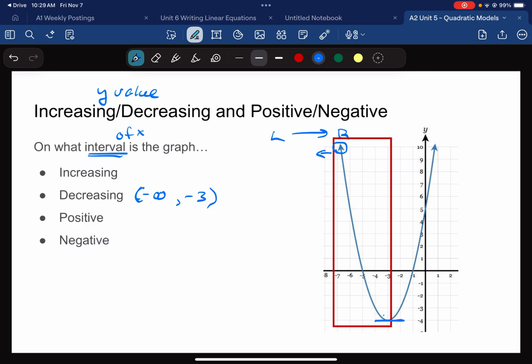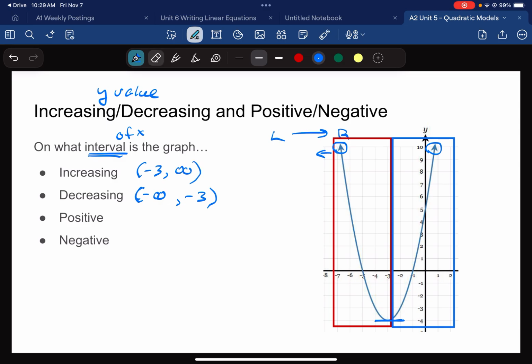Well, then what happens once it makes the turn? It makes the turn at -3, so slightly more than -3. It's going to make the turn, and it's going to start increasing again. So in this section of the graph right here, my graph is increasing. So that's from -3 out to, again, the arrowhead on the end means it's going to go out to infinity in the x direction. Okay?